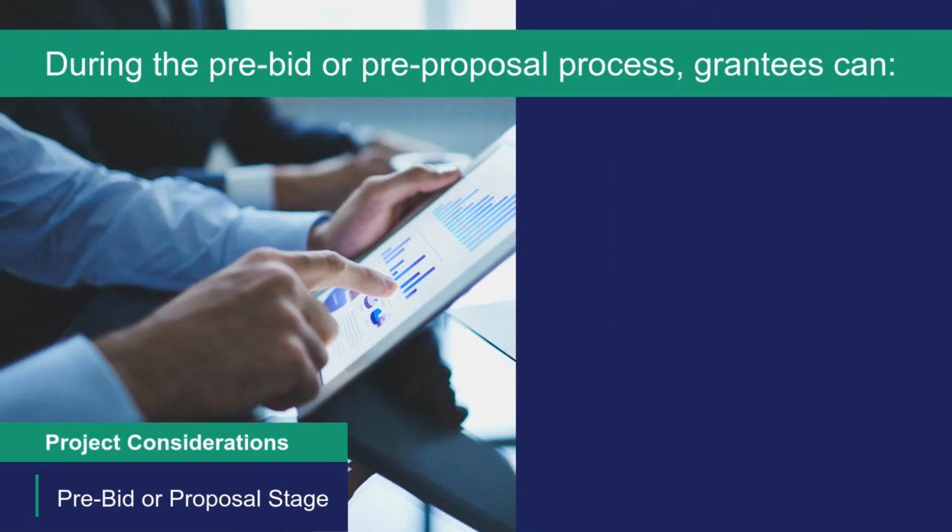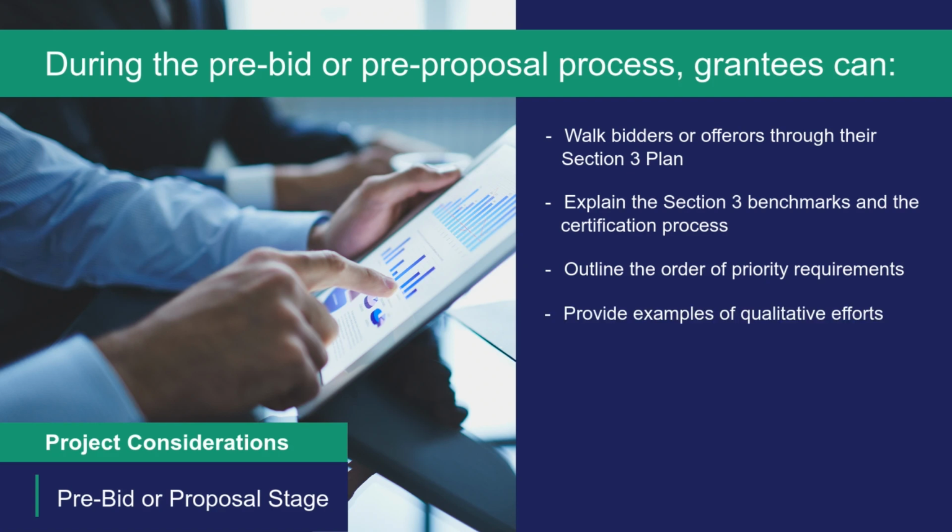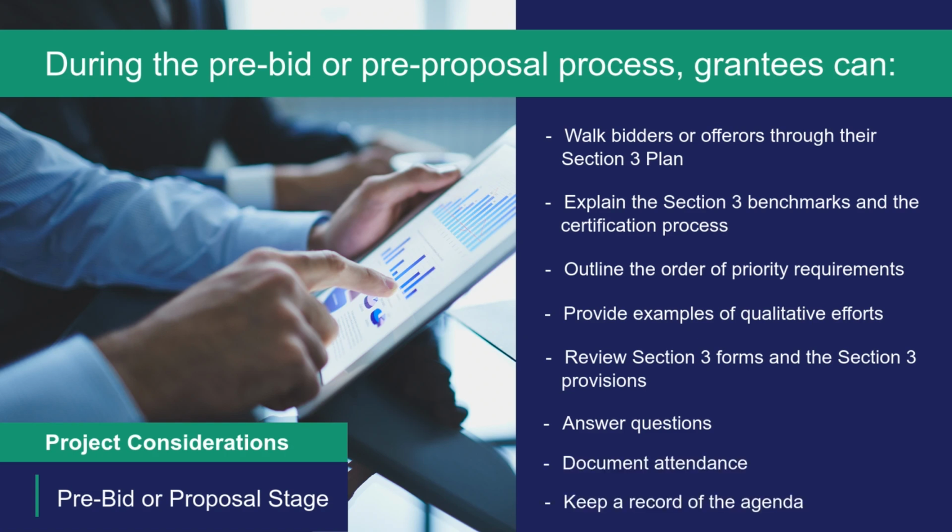During the pre-bid or pre-proposal process, grantees can walk bidders or offerers through their Section 3 plan, explain the Section 3 benchmarks in the certification process, outline the order of priority requirements, provide examples of qualitative efforts, review Section 3 forms and the Section 3 provisions, and answer questions. During the pre-bid meeting, grantees should document attendance and keep a record of the agenda, which outlines the Section 3 information that was shared during the meeting.